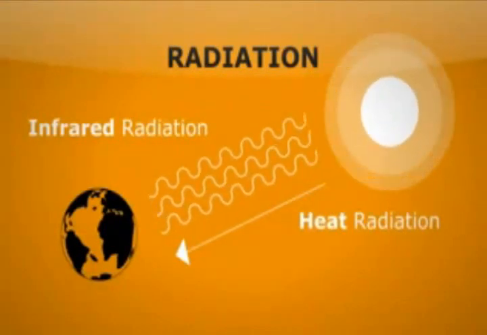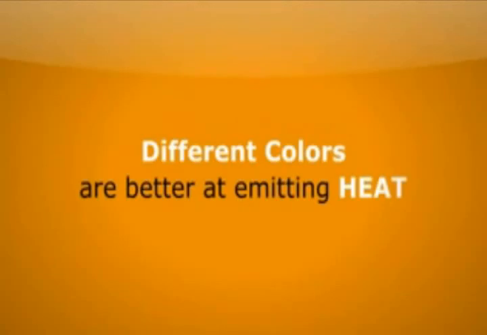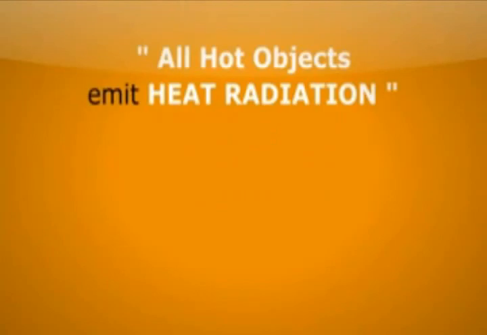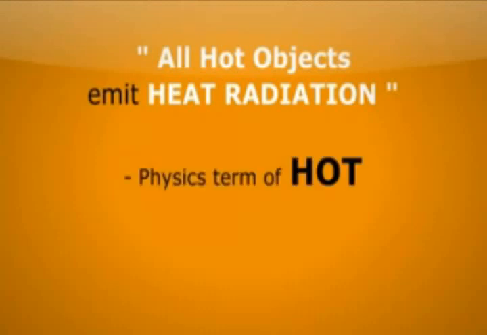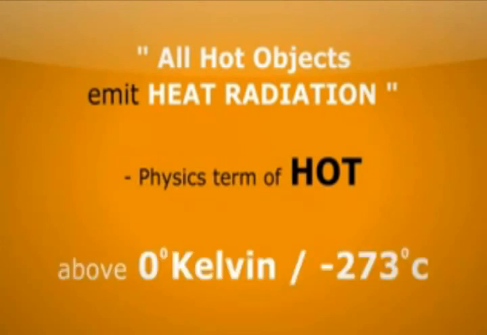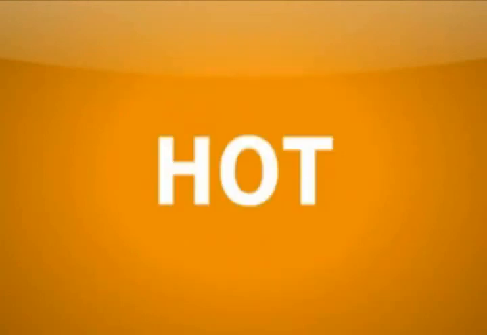So let's look more into radiation, and we actually find that different colors are better at emitting heat than others. All hot objects emit heat radiation, and this is the physicist's term of hot. What it essentially means is any object above 0 Kelvin or minus 273 degrees Celsius. That's what physicists mean by hot. So anything above this will emit heat.